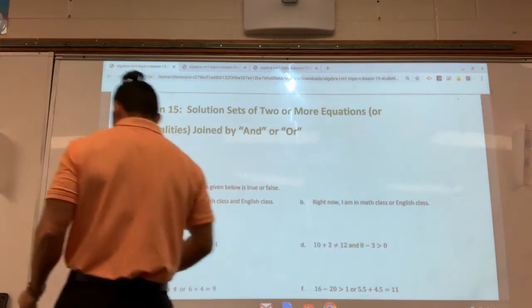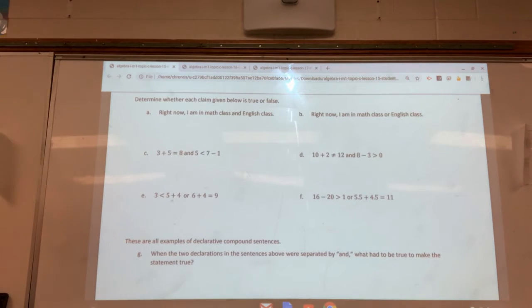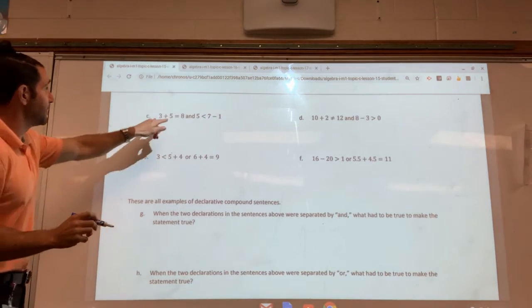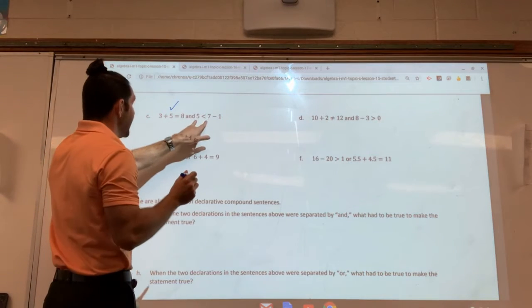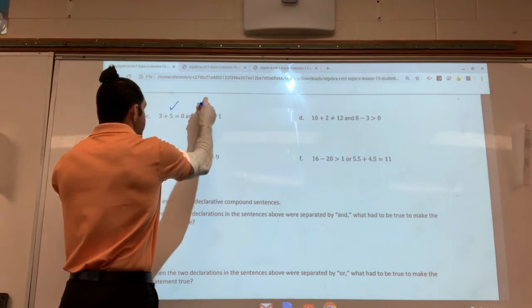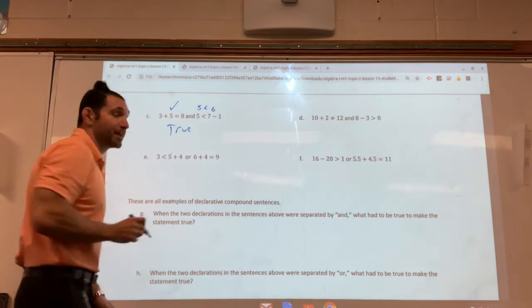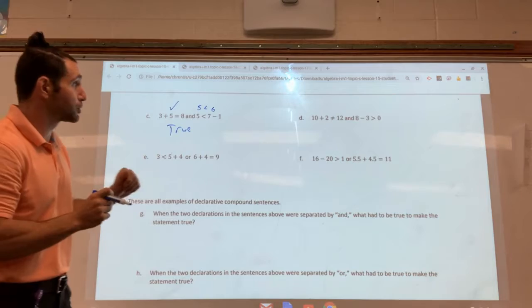So, let's take a look at some of these examples and use math now to just kind of determine. So 3 plus 5 equals 8. That's true. And 5 is less than 7 minus 1. Well, this is 6. Is 5 less than 6? Absolutely. That's true because of the "and." Both of those are true.